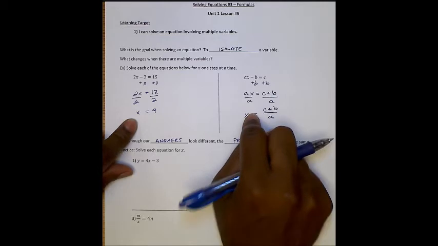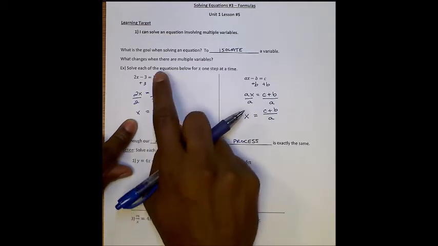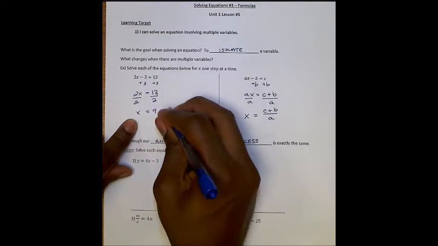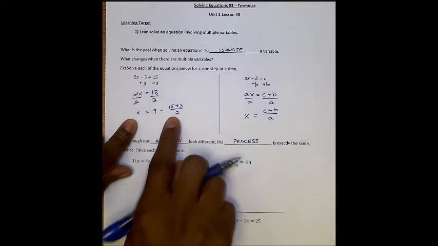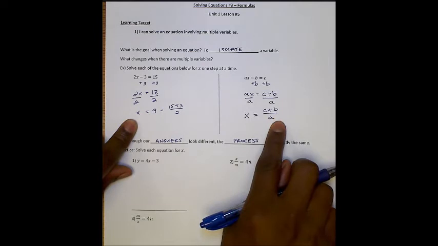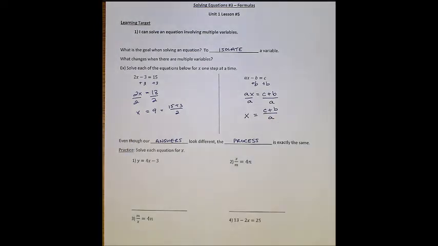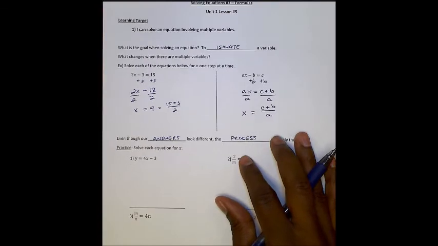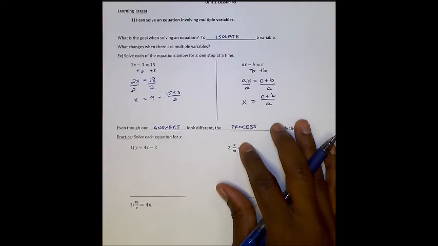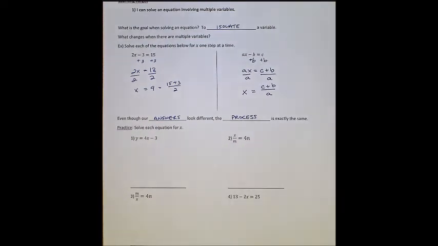The difference is now we could simplify all this, because otherwise we would have to write this as 15 plus 3 divided by 2. But that's 9. There's no way to simplify c plus b divided by a. Okay, let's look at some more problems.